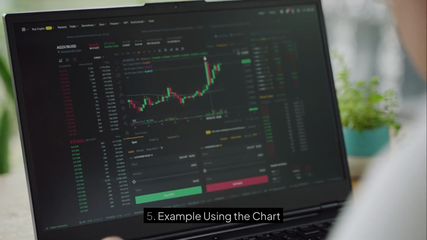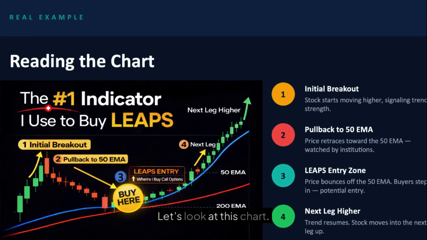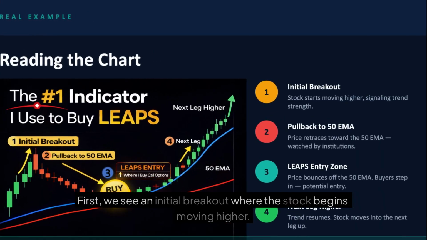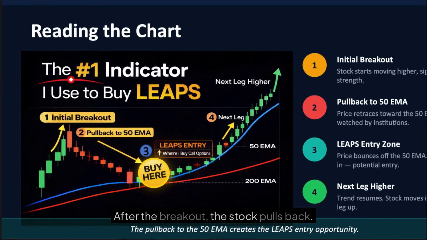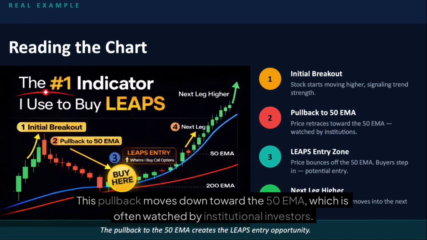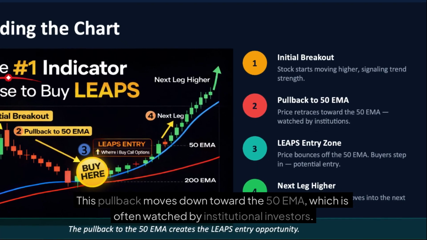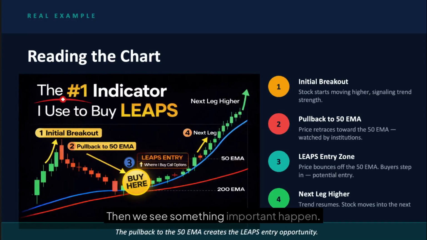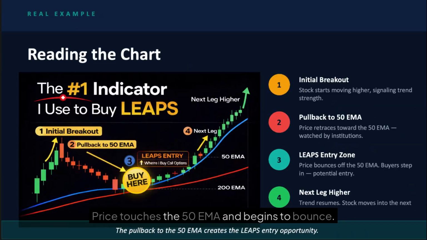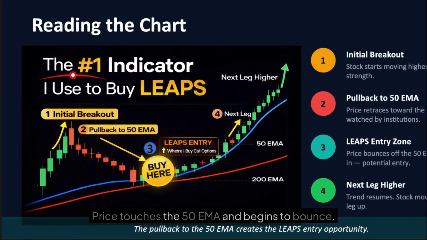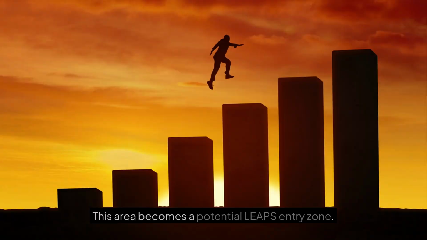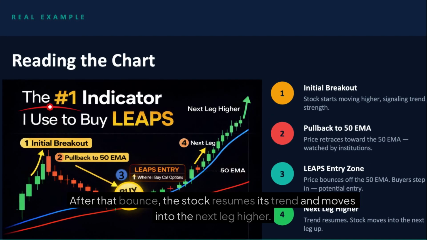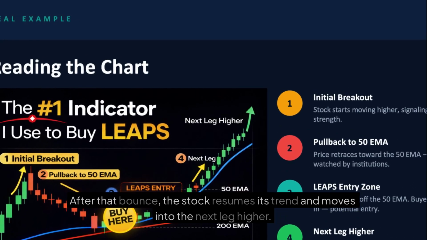5. Example. Using the chart. Let's look at this chart. First, we see an initial breakout where the stock begins moving higher. After the breakout, the stock pulls back. This pullback moves down toward the 50 EMA, which is often watched by institutional investors. Then we see something important happen. Price touches the 50 EMA and begins to bounce. This bounce suggests that buyers are stepping in. This area becomes a potential LEAPS entry zone. After that bounce, the stock resumes its trend and moves into the next leg higher.